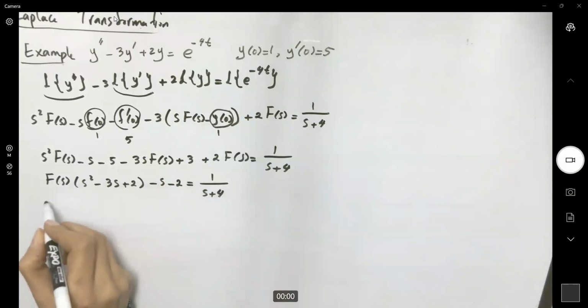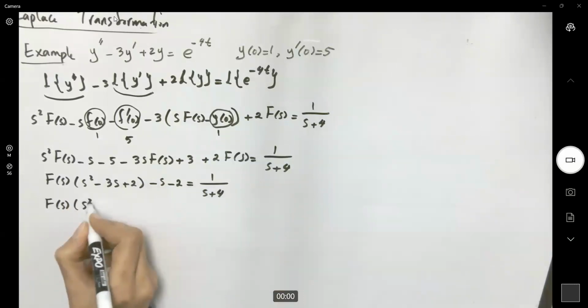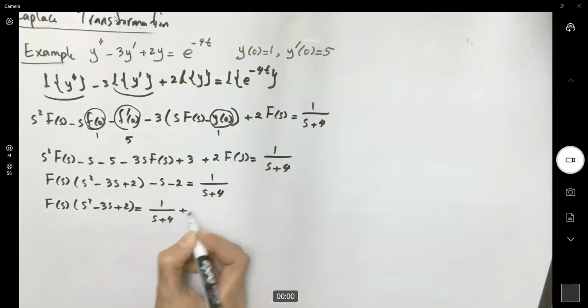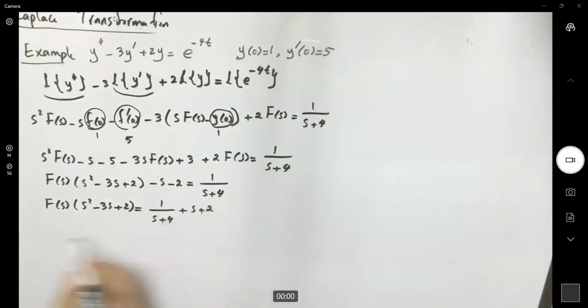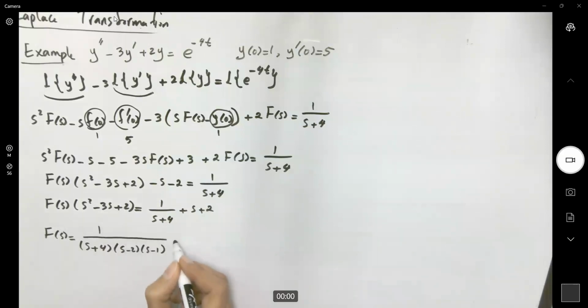Let's simplify this as much as we can. We're trying to isolate F of s on one side: s squared minus 3s plus 2 times F of s equals 1 over s plus 4 plus s plus 2. Well, this becomes F of s equals 1 over s plus 4 times, here we're looking for two numbers whose product is 2 and whose sum is negative 3, so s minus 2 and s minus 1, plus s plus 2 divided by s minus 2 times s minus 1.